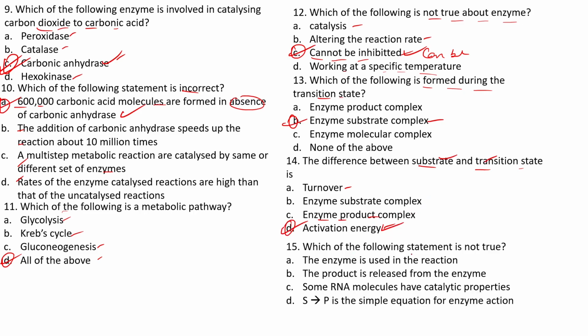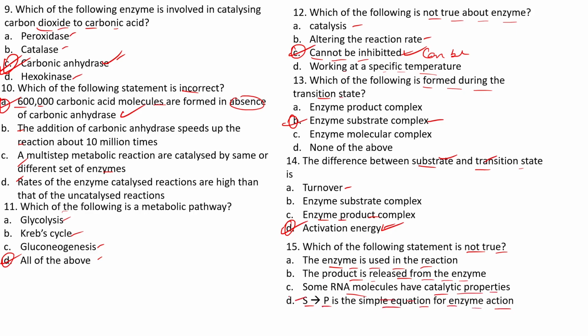The next one, which of the following statements is not true? The enzyme is used up in the reaction. The product is released from the enzyme. Some RNA molecules have catalytic properties. E plus S yields ES yields E plus P is the simplest equation for an enzyme reaction.